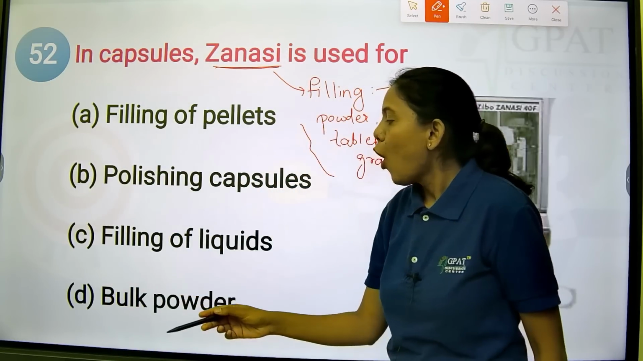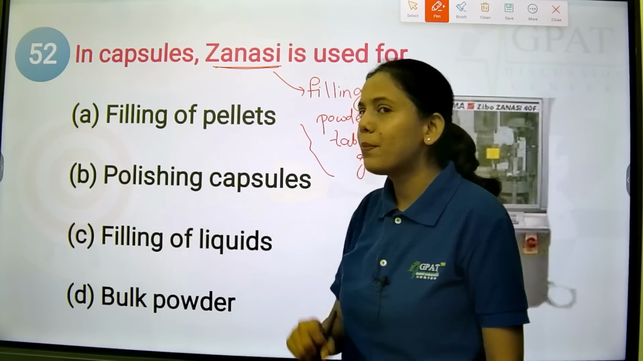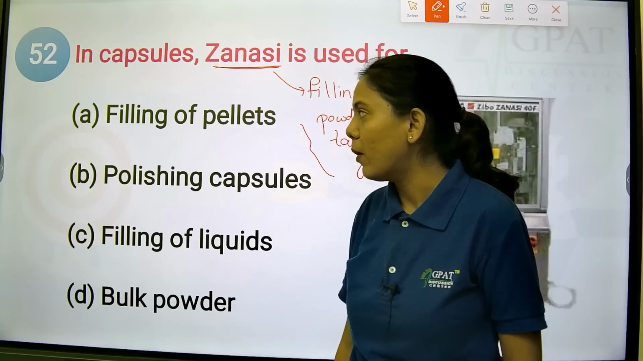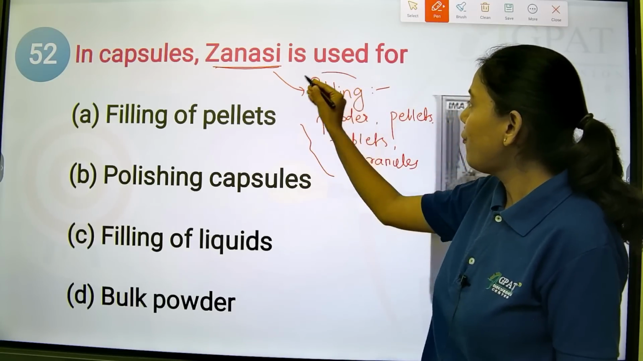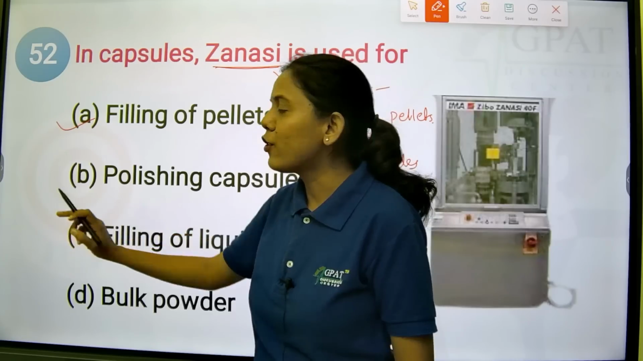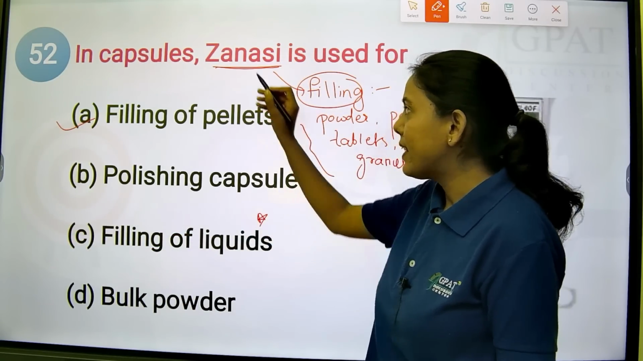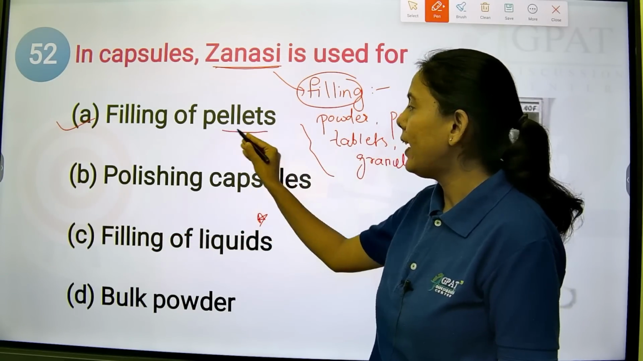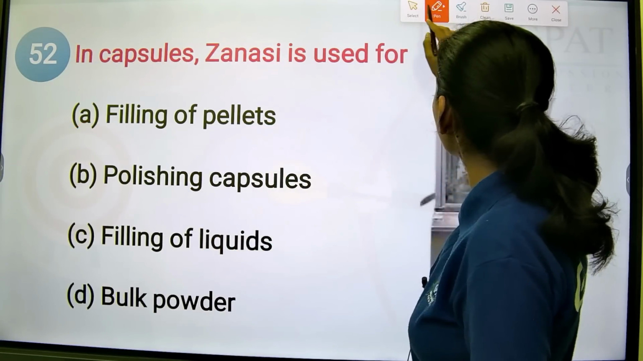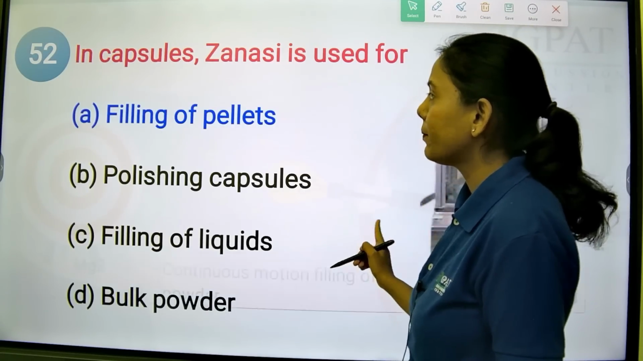Okay. So option A is filling of pellets. Option B is polishing capsules. Option C is filling of liquids. Option D is bulk powder. Now we know that this is a filling equipment, right? So either option A or option C has to be the right answer. But in option C, liquid is given, but GS is for filling of the pellets. So option A is the right answer. So filling of pellets is the right answer.